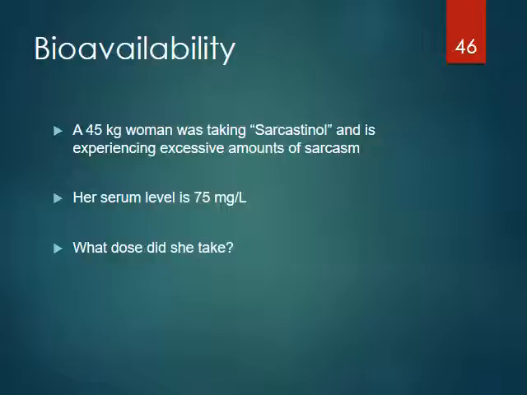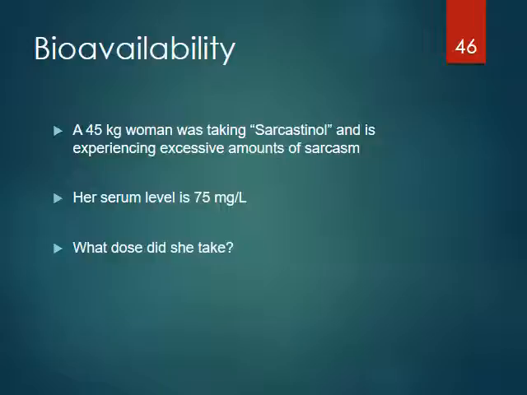This is a simplified way of looking at it, but let's just assume that she'd just taken a dose, she absorbed it all, and this is now when we got the serum level. Based on this, we can look to see what her actual dose was. If you remember, C0 equals dose over VD. We can rearrange that so that our dose is going to equal C0 times our volume of distribution. Volume of distribution is pretty easy to figure out because we just do 0.2 liters per kilogram times our 45 kilogram woman, which would equal 9 liters.